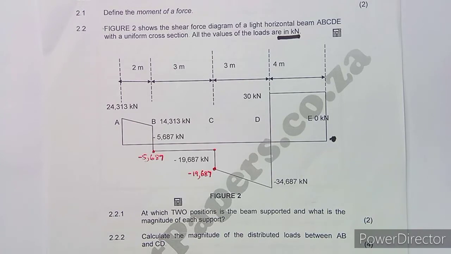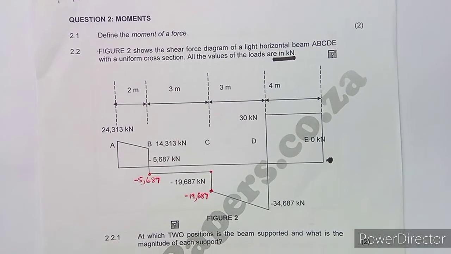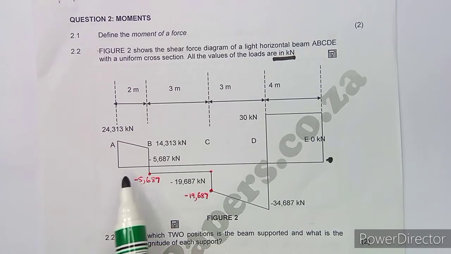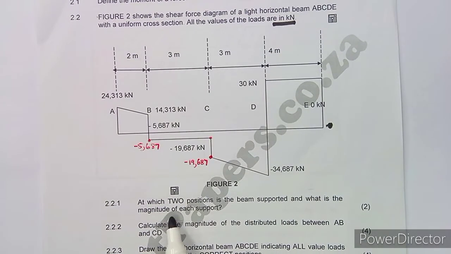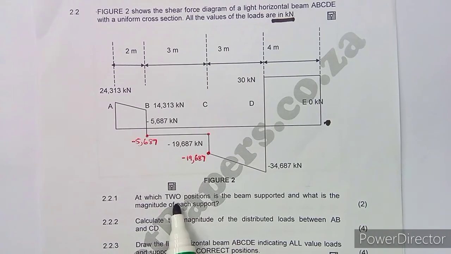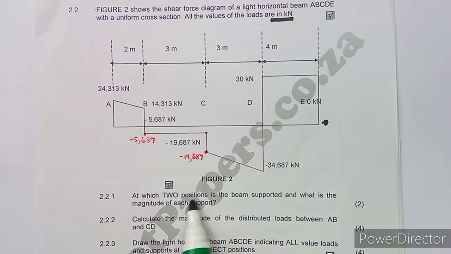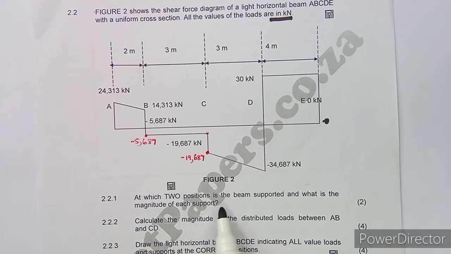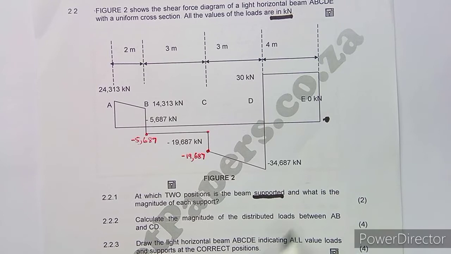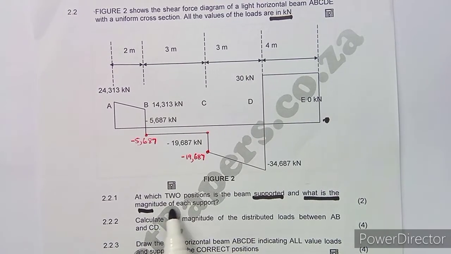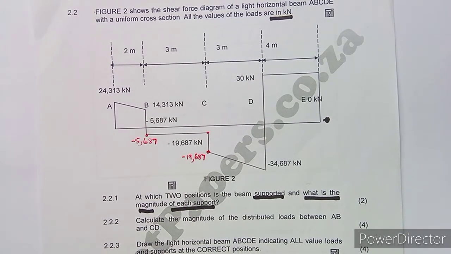Take note about the question, guys. Here we are given the shear force diagram, and the question is asking about two positions. Take note, two positions where the beam is supported, and what is the magnitude of each support. So this is the question. We need to know the positions and the magnitude of each support. How am I going to do this?